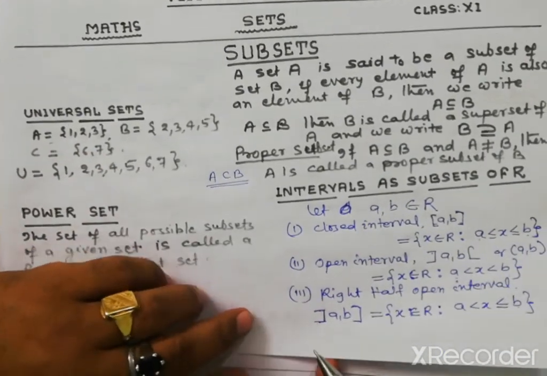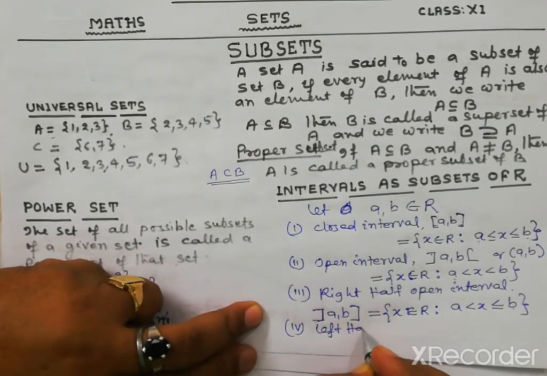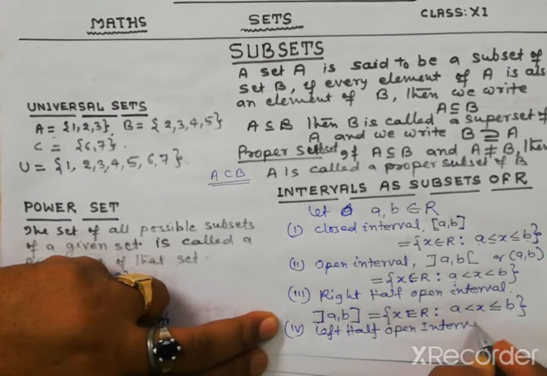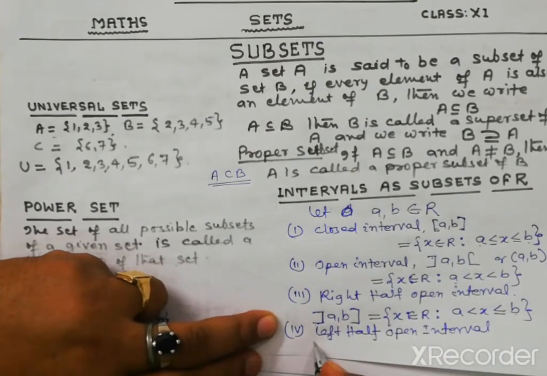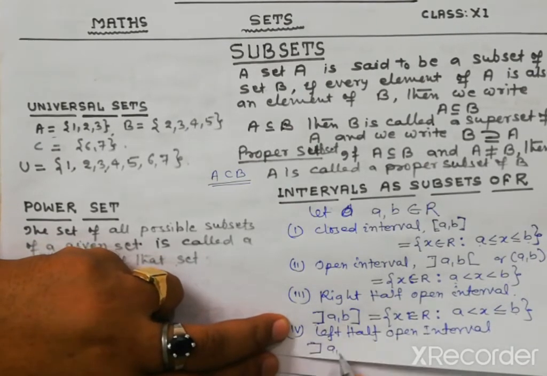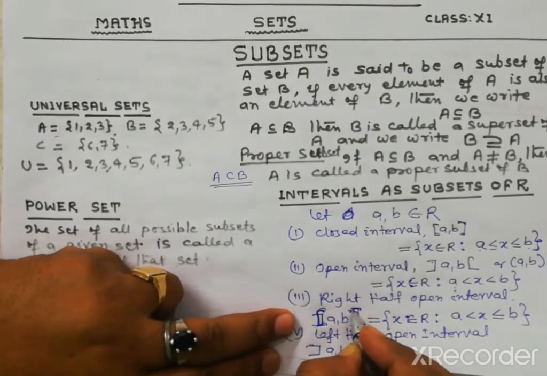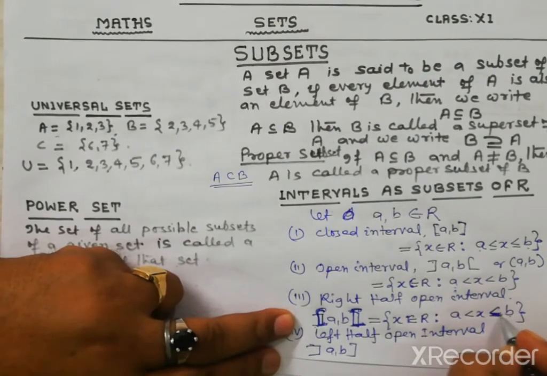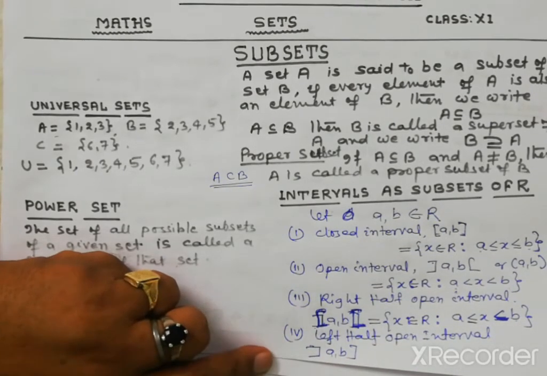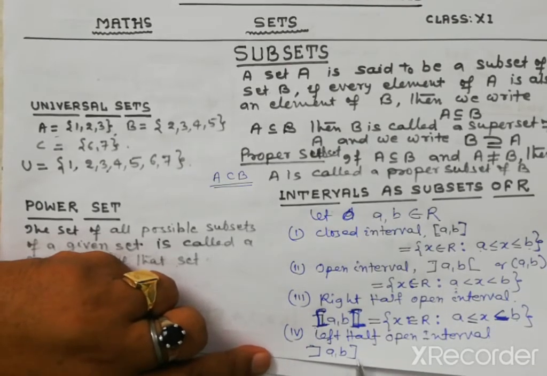And the fourth one is the left half open interval. Left half open interval is this, but right half open interval is this: on the right side it is open. If it is right side open, then here will be less than b. Means a will be included, b will not be included. I'm sorry, it is the right half open interval: on the right side it will be open. Here on the left side it will be open, but the right side will be closed.